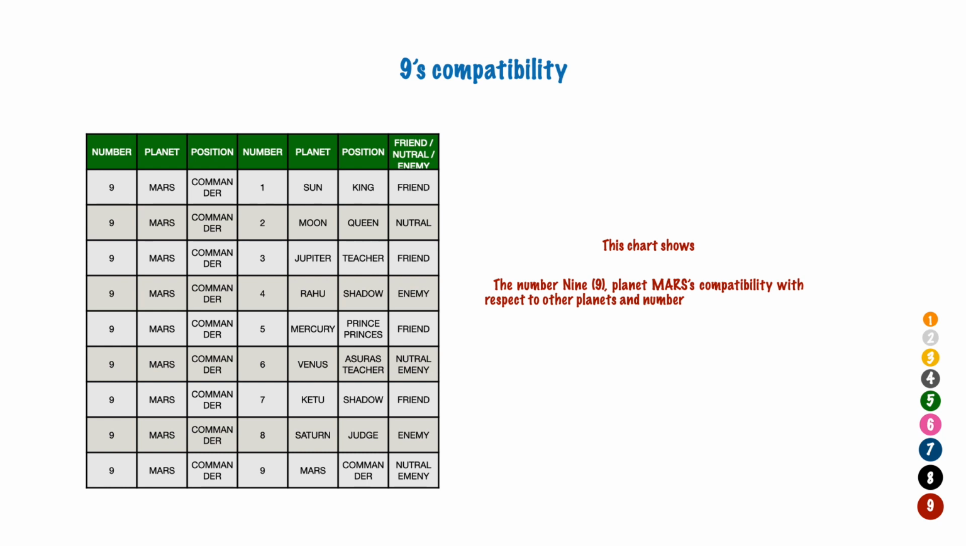Number 9, Mars, Commander-in-Chief, and number 7, Ketu, Shadow Person, they are friend. Number 9, Mars, Commander-in-Chief, and number 8, Saturn, Judge, they are definitely enemy. Number 9 and number 9 also, they are enemy or neutral based on some situations.